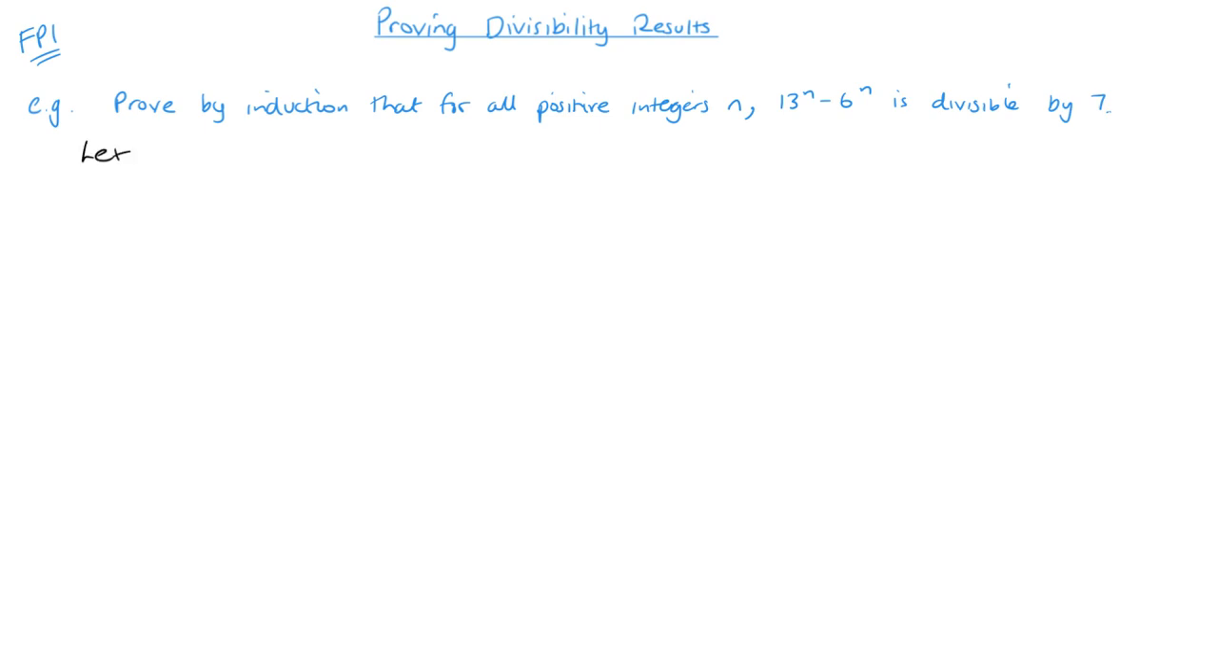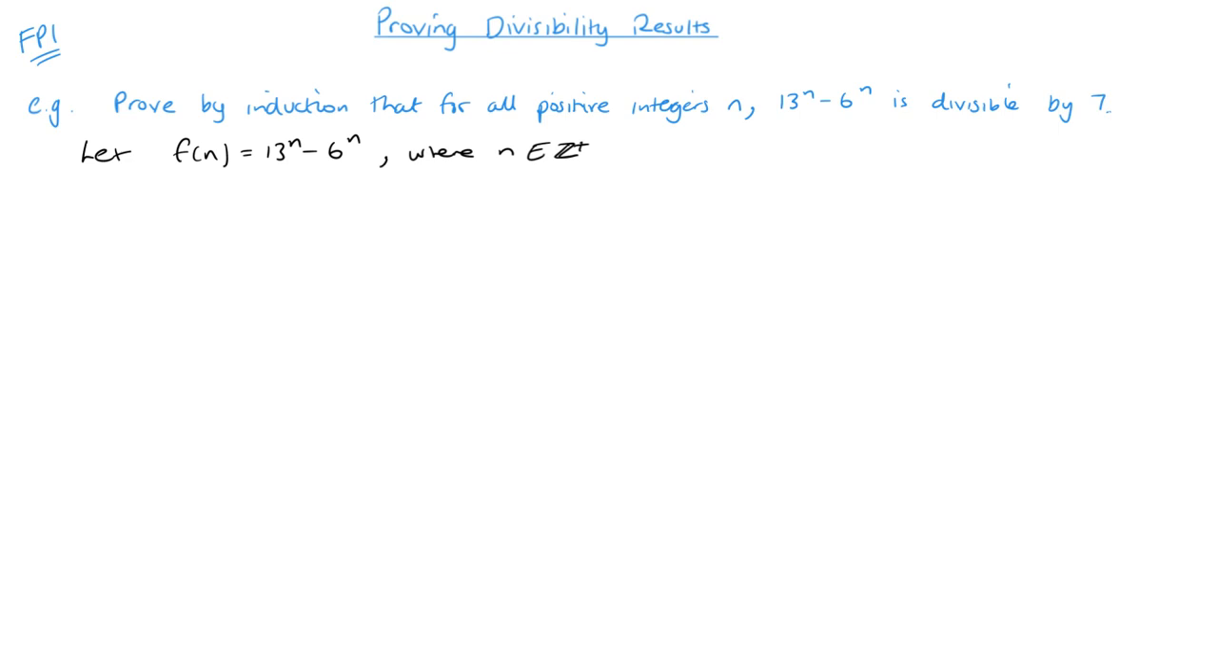Okay, so first I'm going to start off with: let f of n equal 13 to the power n minus 6 to the power n. You don't have to put this bit in, but where n is an element of the positive integers. Okay, so that's what we're going to start off with.